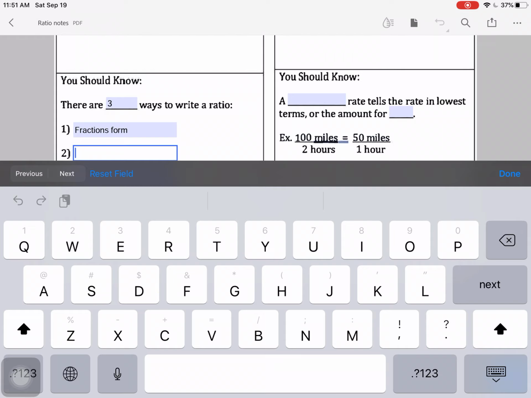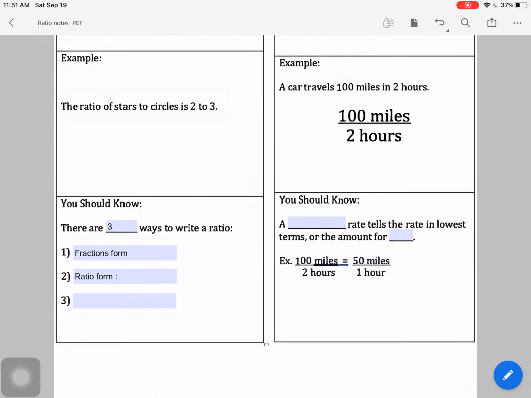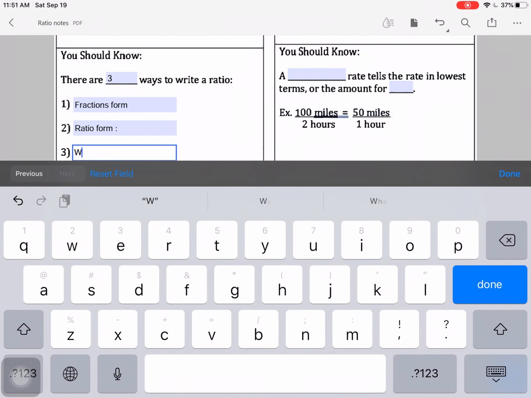We can also write it in ratio form, which means we use the colon. And then finally, we can write it in word form. And when we write it in word form, we use the word to.